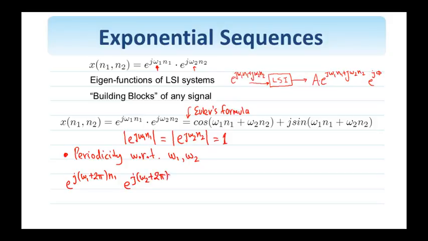plus 2 pi n2, then this is clearly equal to, I just break it down to this one. Right? And if I look at this term here, it's a cosine plus j sine, cosine 2 pi n1. n1 is an integer, so it's a cosine of an integer multiple of 2 pi, which is equal to 1. And the sine of an integer multiple of 2 pi is 0. Therefore, this is equal to 1. And so is this.